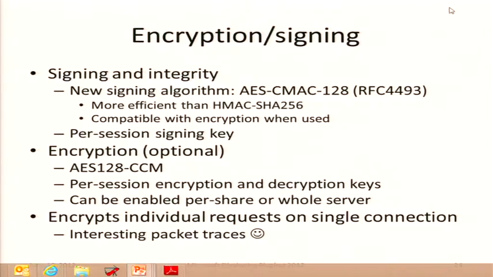Encryption and signing, one more new thing. There's a new signing algorithm, AES CMAC 128. It's described in IETF RFC 4493. It's used for all SMB 3.0 signing now. It's more efficient than HMAC SHA-256, the older version, and it's compatible with encryption.